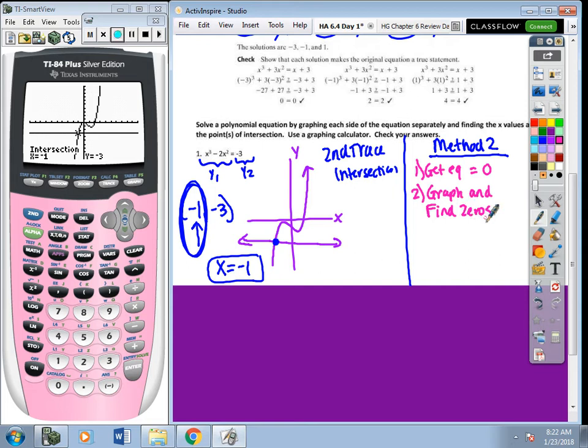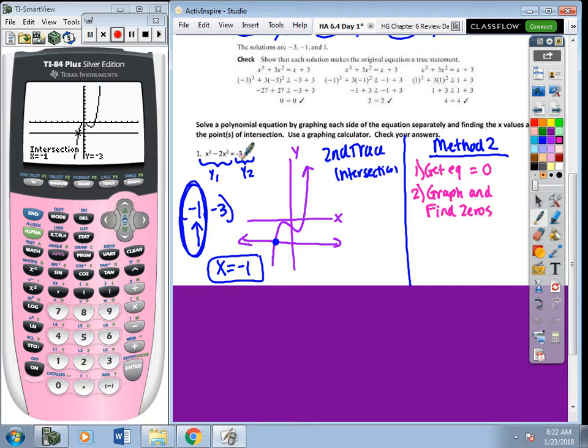This is going to get you the same answer, so I don't really care which one you do. I'd like to show both, but you can do either. Some students like doing the intersection point better because it's just first curve, second curve, guess, instead of having to do left bound, right bound, guess, left bound, right bound, guess, left bound, right bound, guess. But this one's, and I'll show this one.